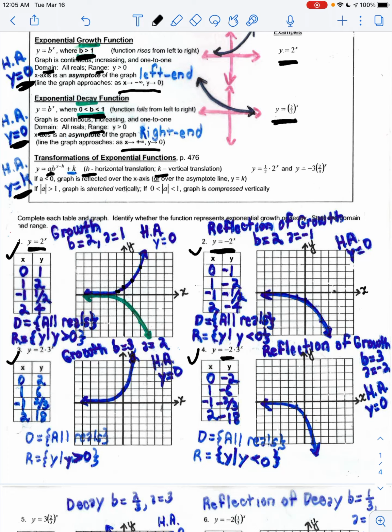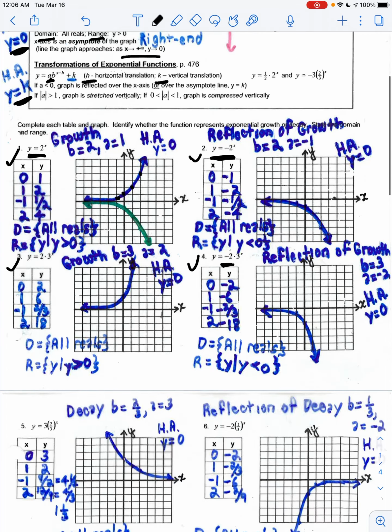We plot them, and they are a reflection of that graph in number 3 over the x-axis. The only difference is our range is y is less than 0. So these are all growth or reflection of growth graphs because the base was a number bigger than 1.